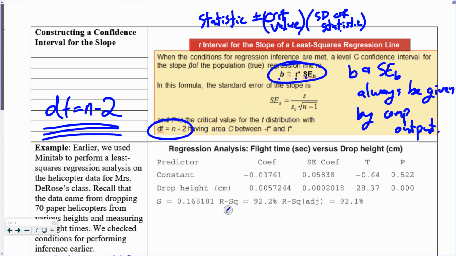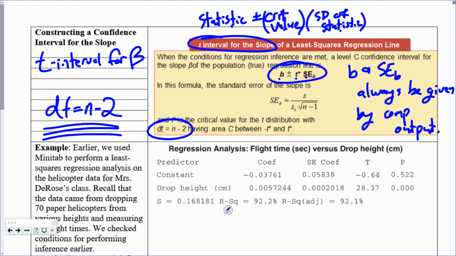One thing I neglected to do up here was to name the test. You can call it a t-interval for the slope or a t-interval for beta, the true slope of the least squares regression line. Now, they're not super picky about it. It's still, in practice, a t-interval, like every other t-interval we've calculated.